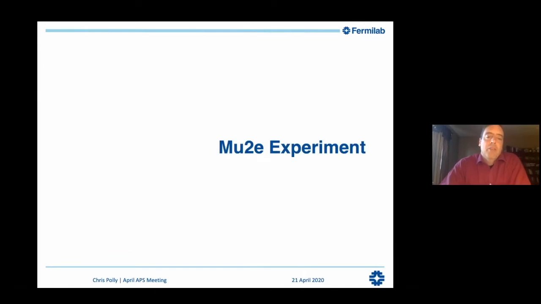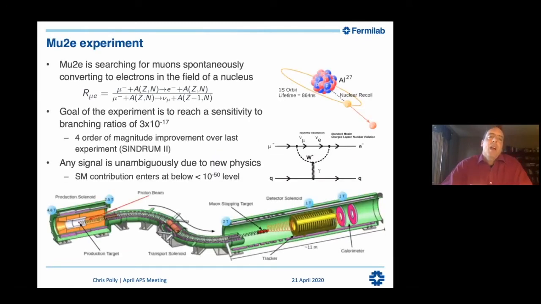So moving on to the Mu2e experiment. Mu2e is searching for muons that spontaneously convert to electrons in the field of a nucleus. The goal of the experiment is really to reach a single event sensitivity to branching ratios as low as 3 × 10⁻17. That's roughly a 4 order of magnitude improvement over the last experiment, which was SINDRUM II.